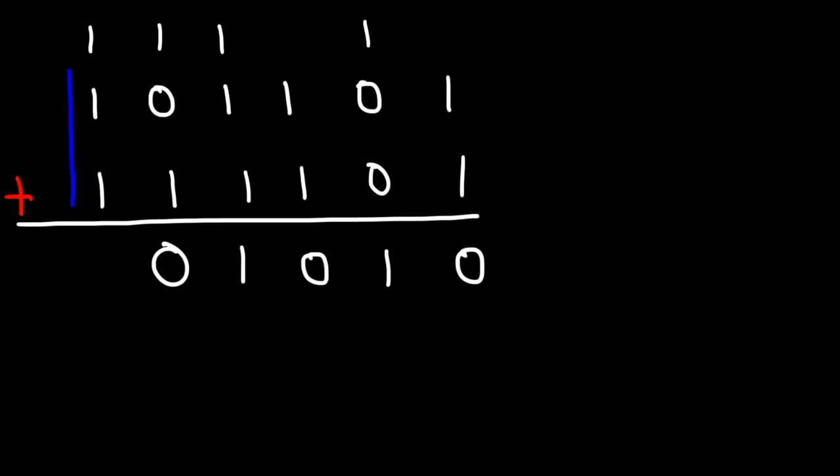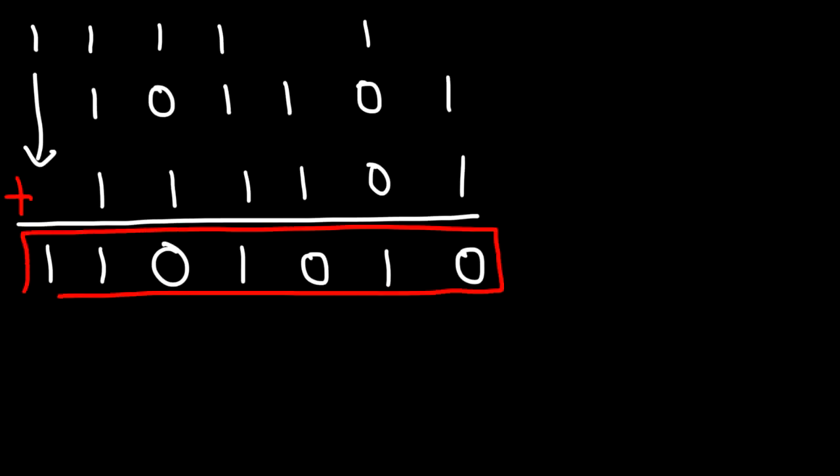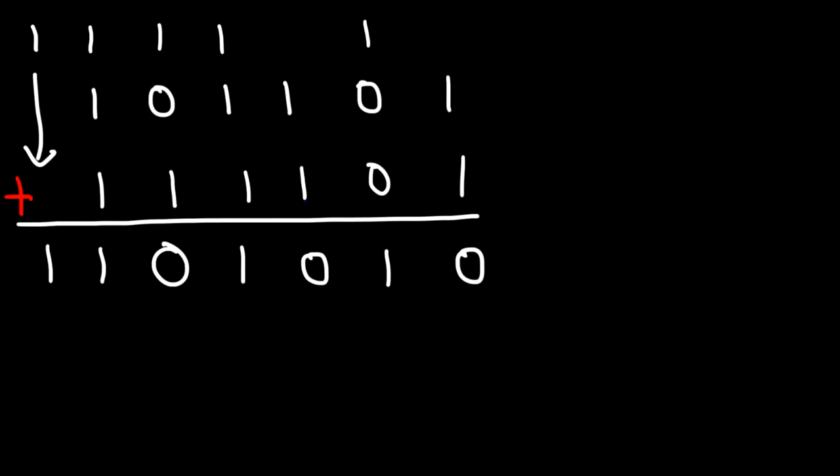And for the last column, we have three 1s again, so it's going to produce a 1 for that column, but we need to carry over another 1 for the next column. So 1 plus nothing is going to give us 1. And so this here is our final answer. But as always, let's confirm it.